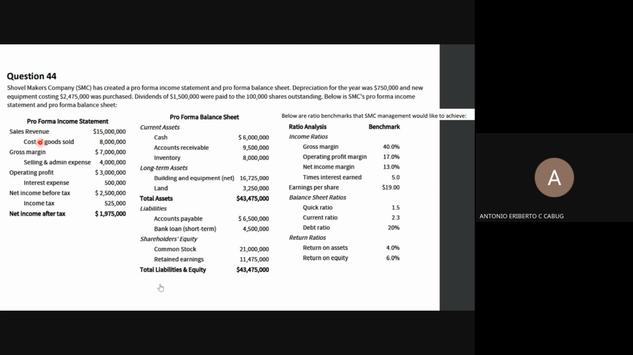Okay. So this is our benchmark, right? So you have here the gross margins, the operating profit margins, net income, and tie ratio. We want these four to be as high as possible. The higher, the better. Balance sheet ratios of quick ratio and current ratio, the higher, the better. Debt ratio, the lower, the better. ROA and ROE, the higher, the better. Please finalize your answers now.